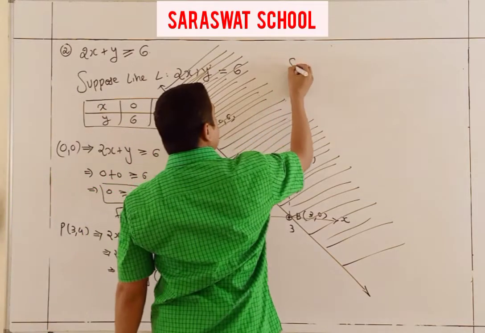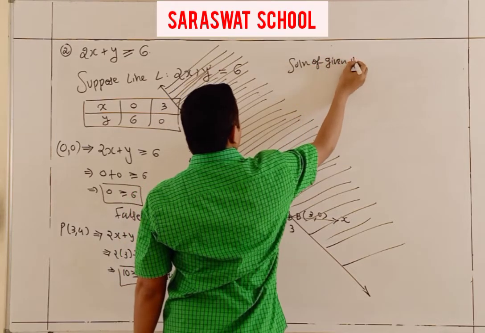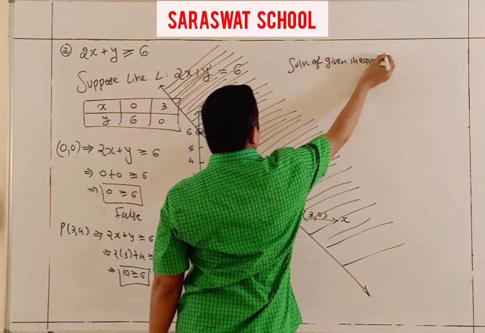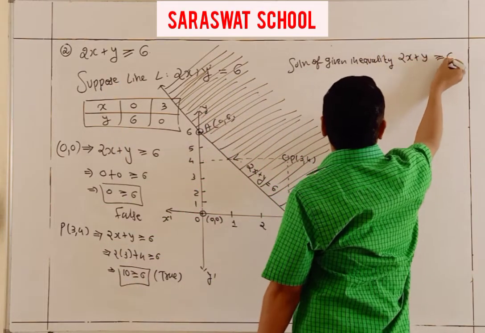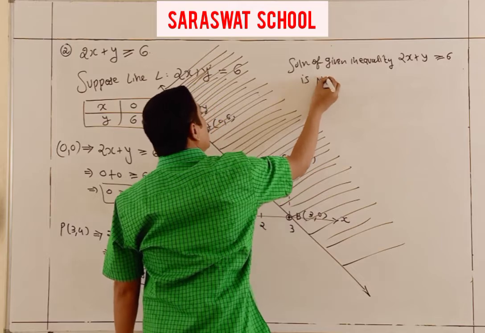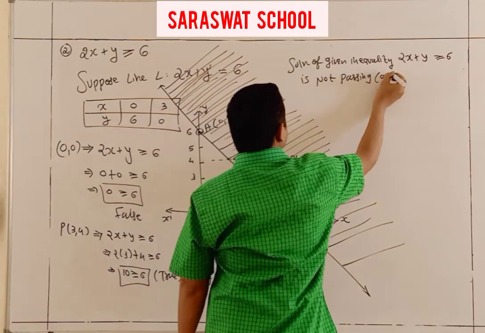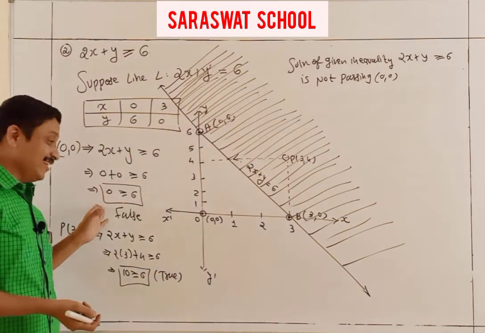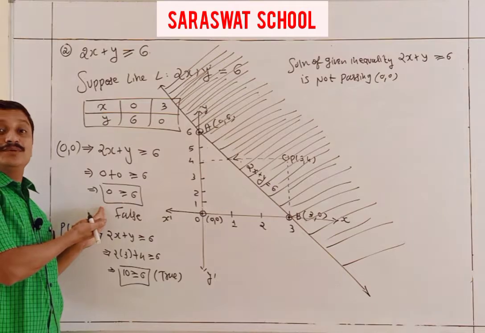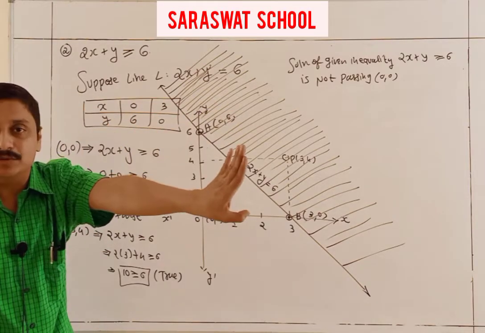So the solution of the given inequality 2x plus y greater than or equal to 6 is not passing through 0, 0. In the previous numerical, it was passing through the origin, as already checked, but here it is not passing through. So you must write whether it is passing through 0, 0 or not passing through 0, 0.